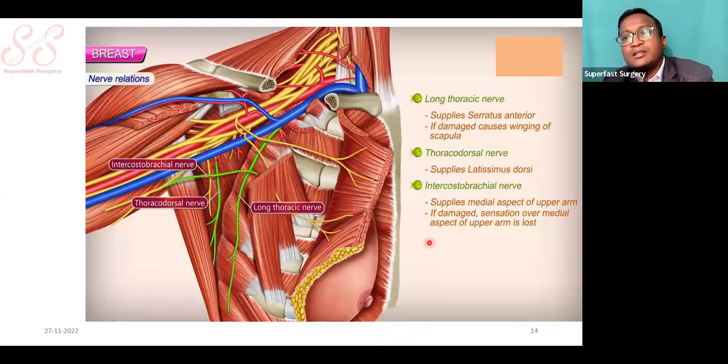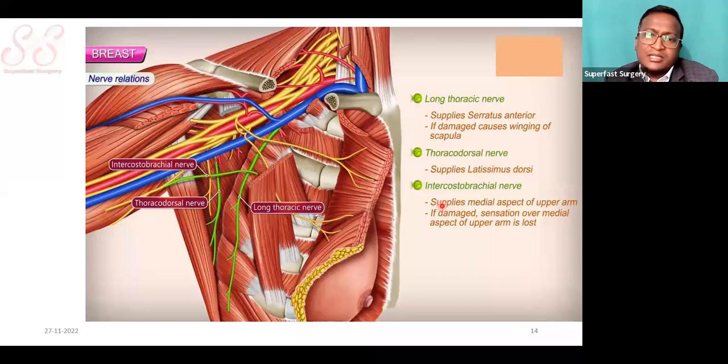Now comes another important understanding of the nerve supply in the breast cancer. So there are three important nerves that we encounter while doing breast surgery. So the first important nerve is this nerve, which is known as long thoracic nerve. It basically supplies the serratus anterior muscle, and if damaged, it will cause winging of the scapula. Second important nerve is the thoracodorsal nerve, which supplies the latissimus dorsi muscle.